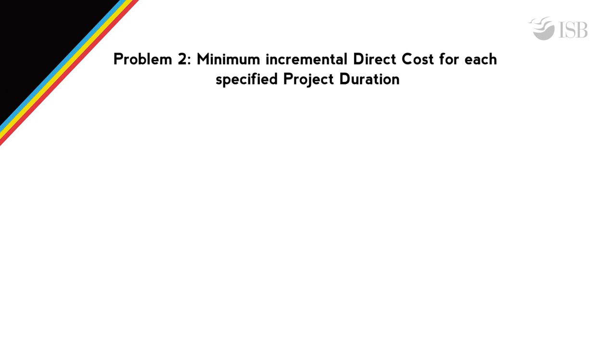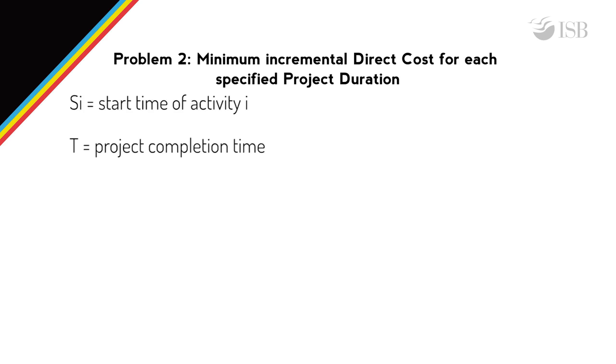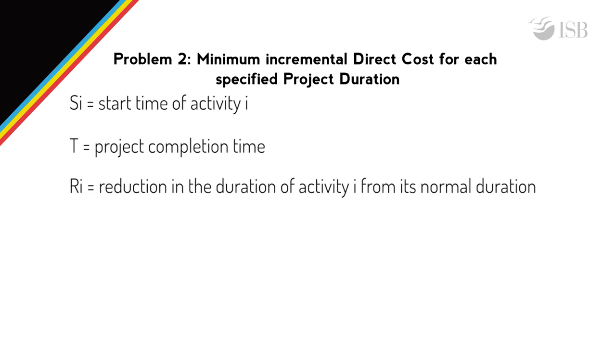The second problem we'll consider, we will modify the above formulation to find out the minimal incremental cost for each specified project completion time. In addition to the variables Si defined for each activity and variable t representing the project completion time, we define the following variables. Let Ri denote the reduction in the duration of activity i from its normal duration. Then, for instance, Rb would denote the reduction in the duration of the activity B.